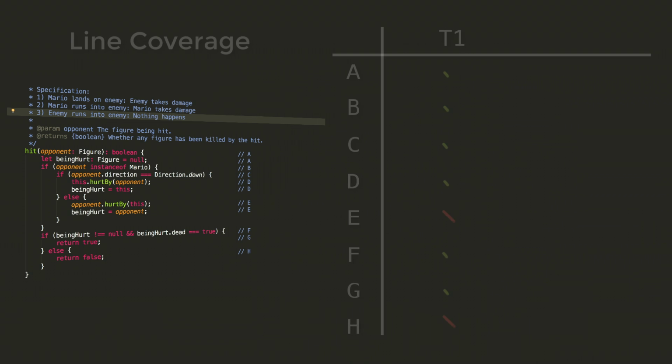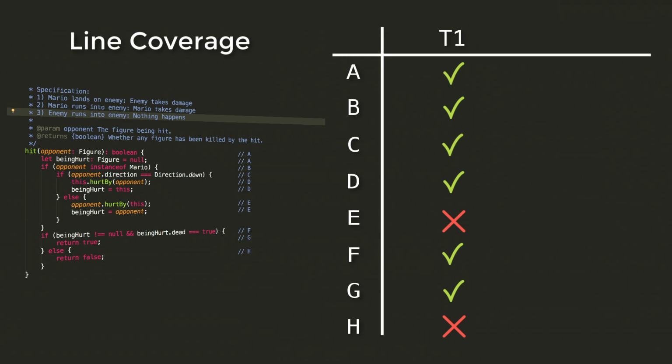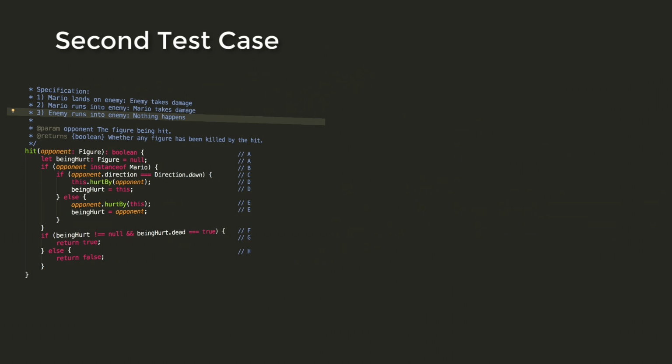Looking at the truth table, we can see that this test executes all lines of the program except for blocks E and H. So this is a pretty good test case, but we're going to need to design another test to further execute the rest of the system. So to execute lines E and H, we need to design a new test where Mario runs into an enemy, but Mario does not actually die. So this test case is going to look like this in terms of pseudocode.